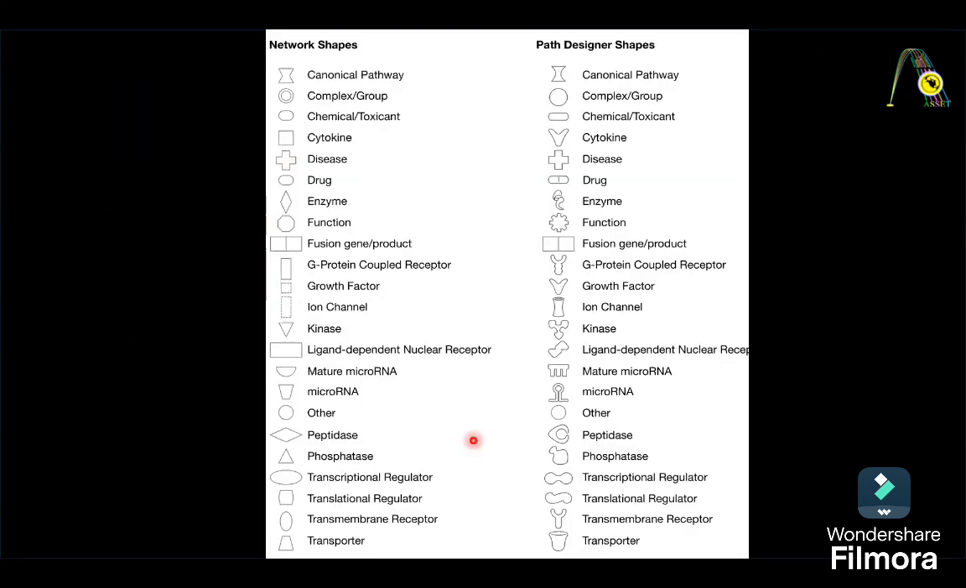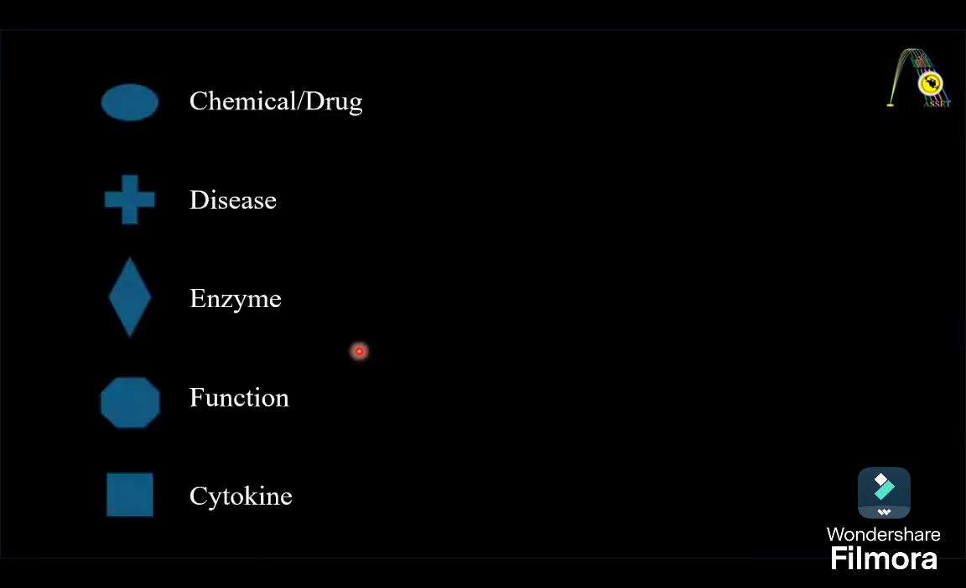These are all the different nodes that are provided for us by IPA, but there are certain ones that I want you to focus on, certain ones that you might find you deal with more often than others, right? So the ones just to keep in mind are chemicals and drugs, which are this oval shape like this, right? So a chemical or drug will appear like this, a disease will appear like this, a cross shape, an enzyme will be a diamond shape like this, a function will be an octagon like this, and a cytokine will be a square like this, right? So these are just some common ones that you will more likely than not come across, okay?